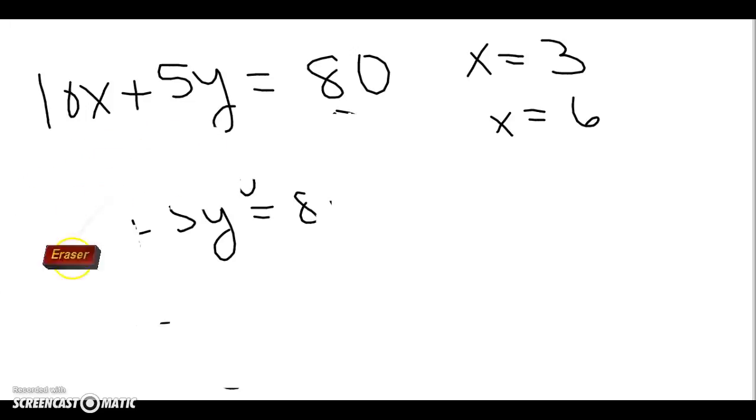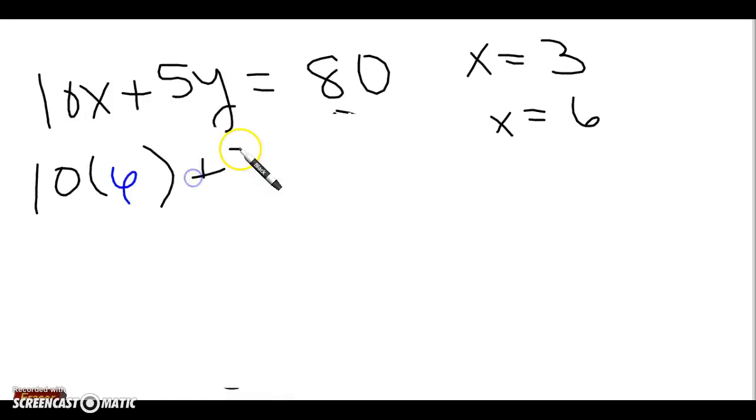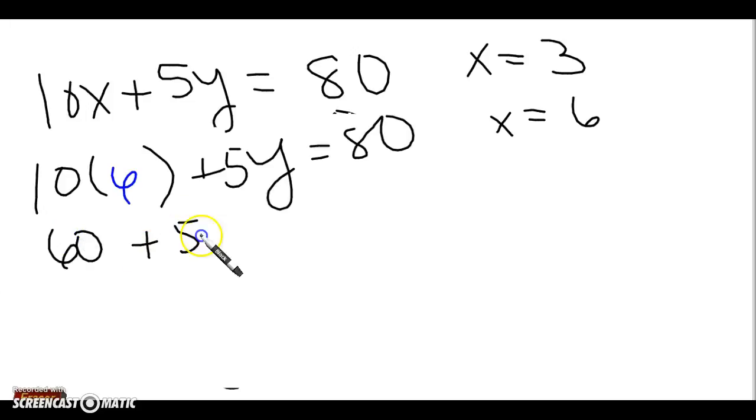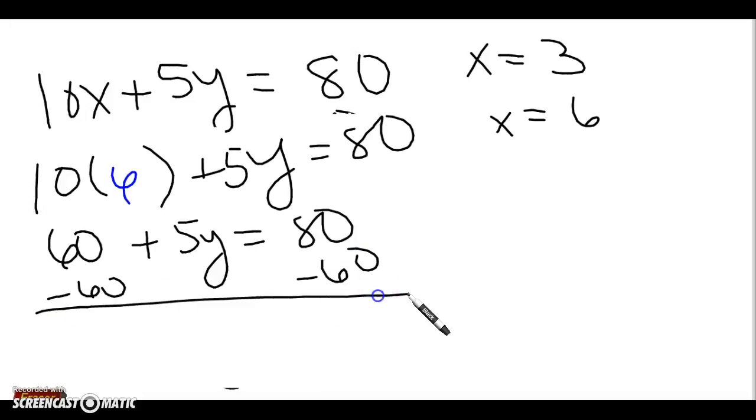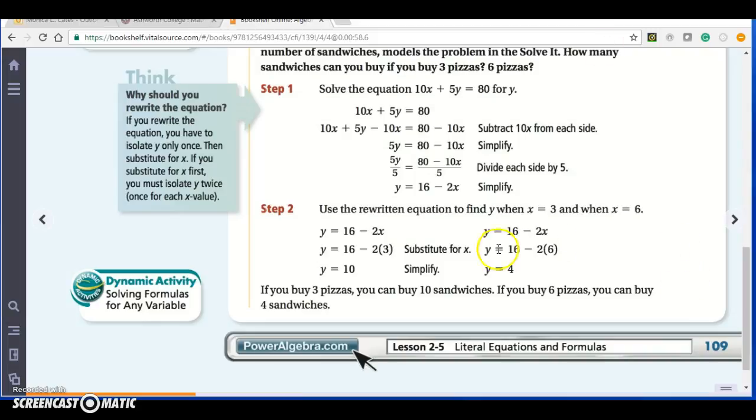Let's do it for 6 and see if we get the same answer as well. So we have 10 times 6 plus 5y equals 80. And I get 60 plus 5y equals 80. Subtract 60 from both sides now because I can solve for y. And I get 20. Divide both sides by 5. And I get y equals 4. Let's check and see if that's the same answer we got the first time. It is. We get y equals 4. Sorry about that. I keep hitting the wrong button, but I hope that this helps.